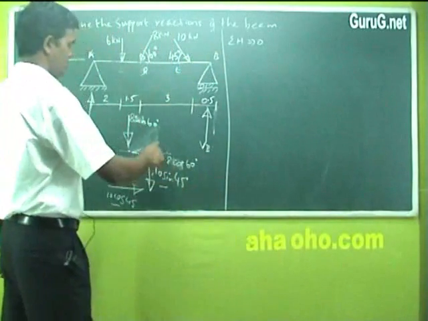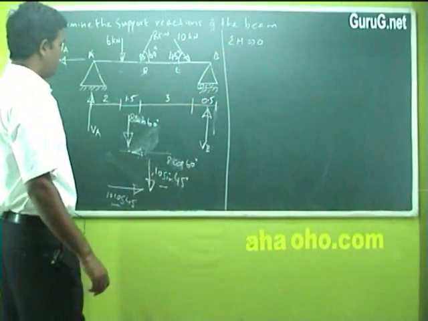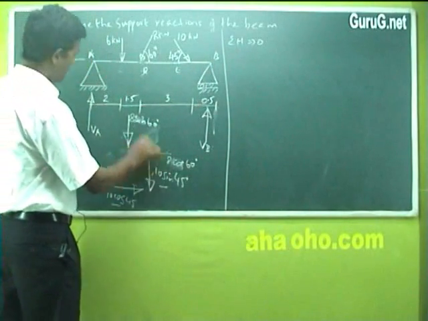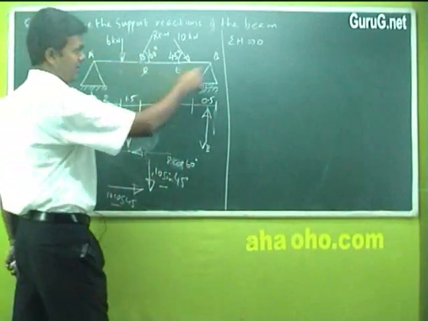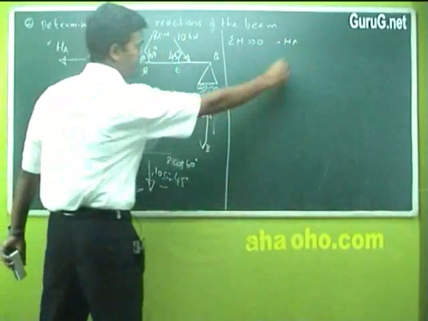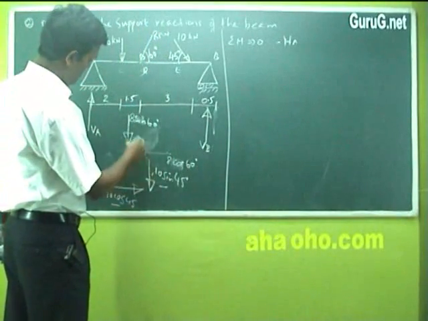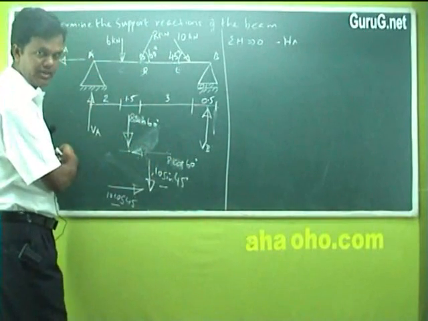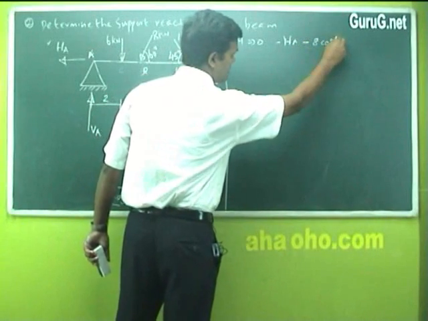Clear? Now we go for sigma H, horizontal solving. Now sigma H, what will be there? How many forces are there here? This HA will be one force. HA is going towards the left hand side. I will write minus HA, suffix A. Clear? Then this is another horizontal force, 8 cos 60 acting towards the left hand side. Again it's negative. It is minus 8 cos 60 degree.